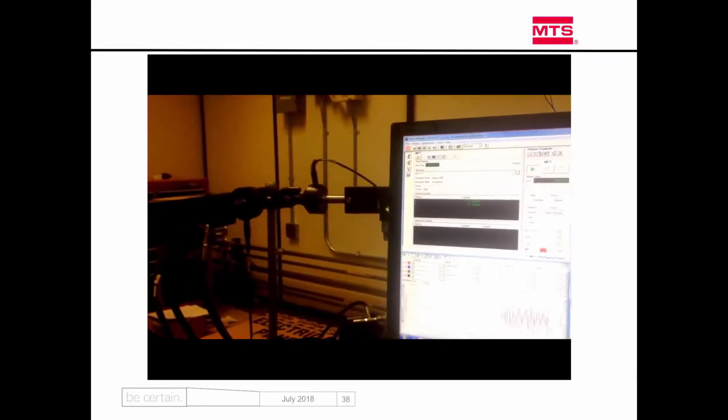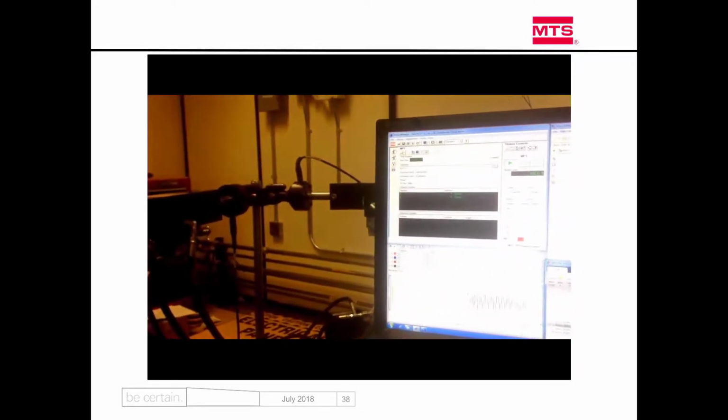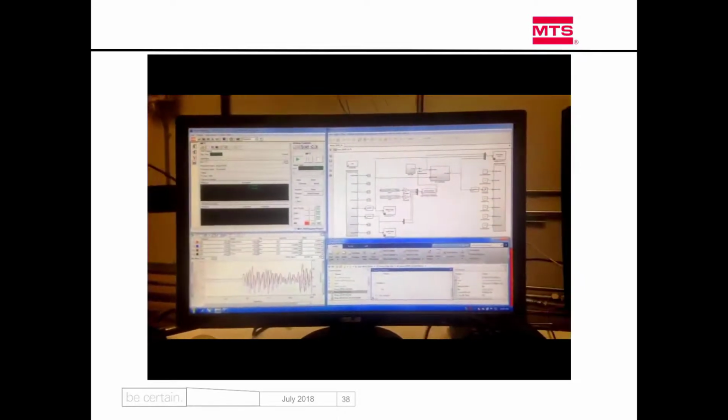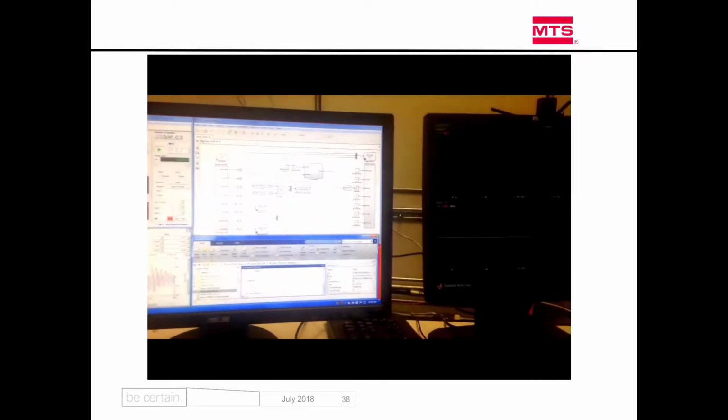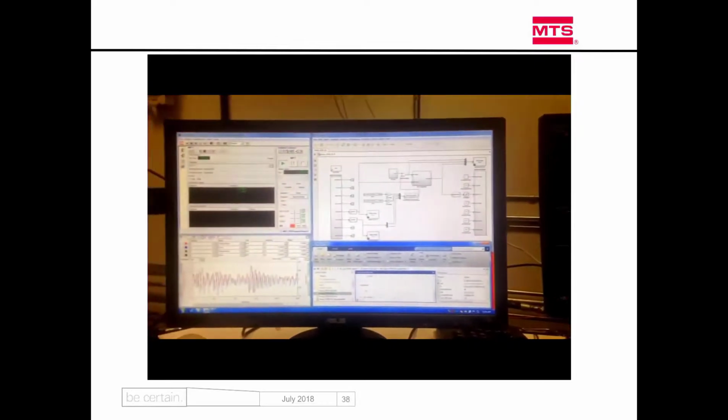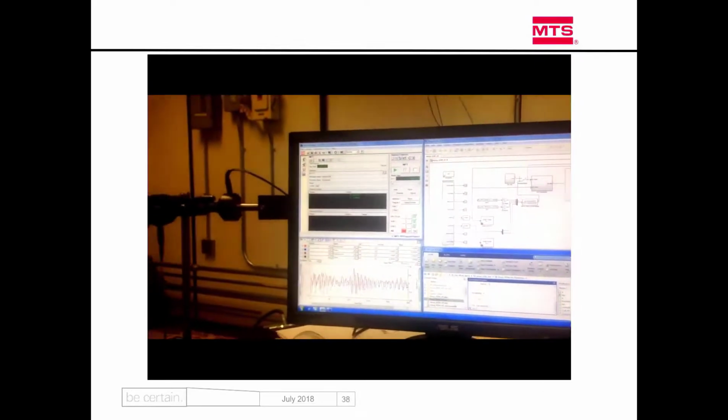So that's actually a hard real-time hybrid simulation. That's just one of the ways that you can do a real-time hybrid simulation. If your numerical substructure is fairly linear, you can use the reduced order model technique to do that.